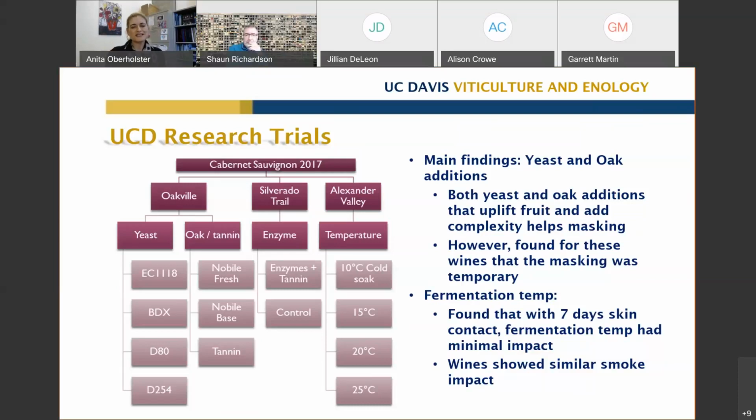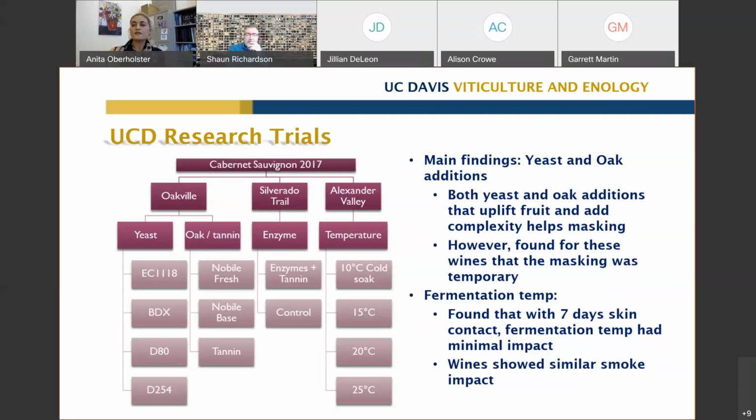So we also looked at just adding in the maceration enzyme, getting all the color out, adding a tannin to stabilize the color, pressing after 3 days, and fermenting without the skins. But unfortunately, that maceration enzyme and everything you do to get the color out also got all the volatile phenols out. So that didn't work very well.